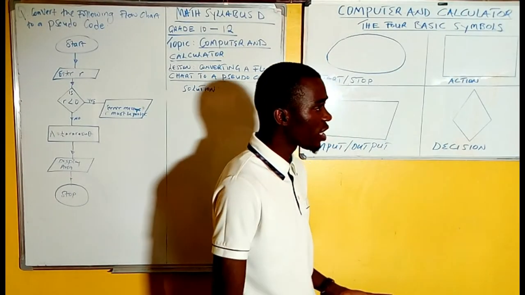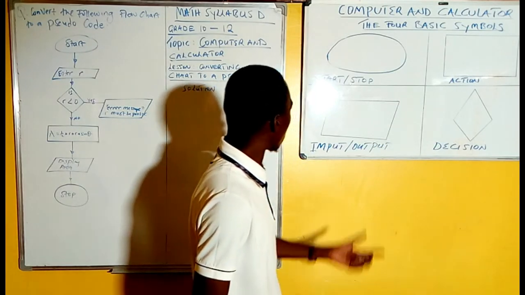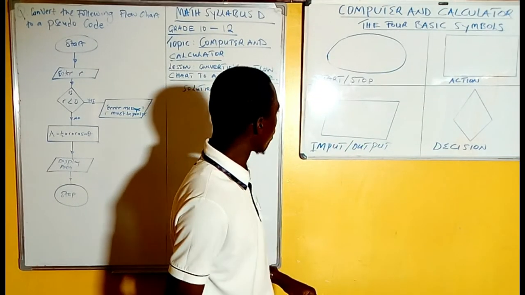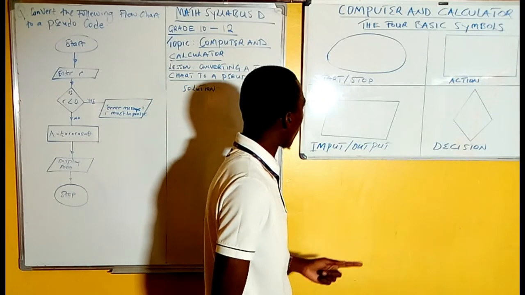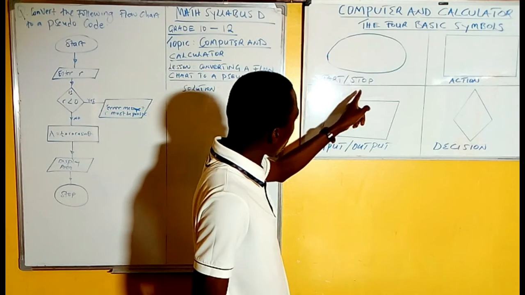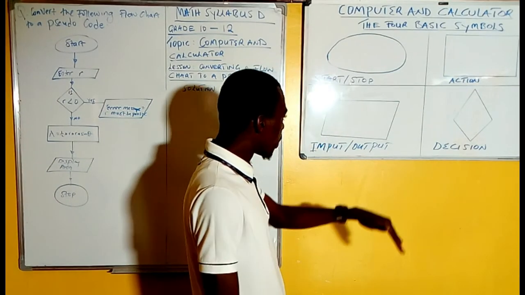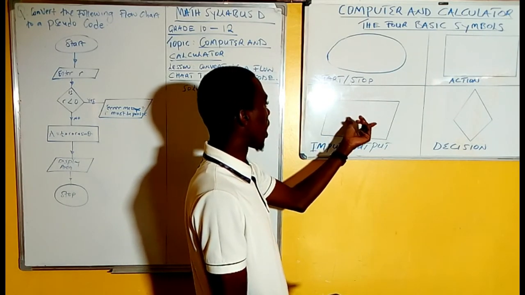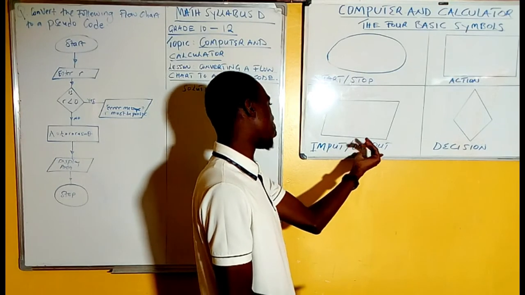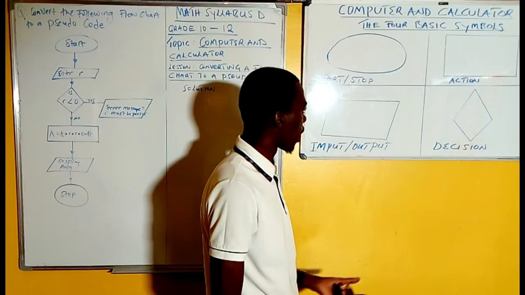So computer lesson is just based on these important shapes that are on the board. This shape here, the oval shape, it simply means start or stop. So when you are starting a program, this is where you enter, and when you are stopping, you also enter in a similar shape. Then when you are inputting something, we always use this parallelogram shape. Even when you are displaying something, which is outputting something, we also use the parallelogram shape here.